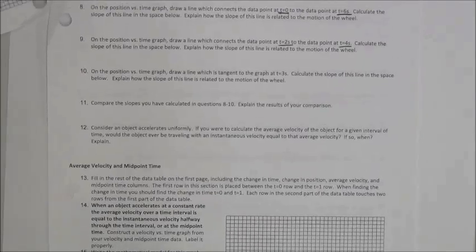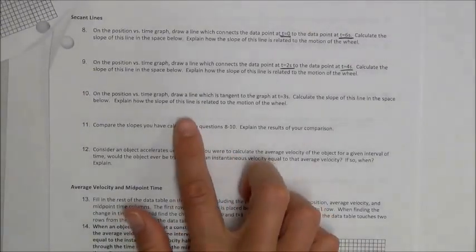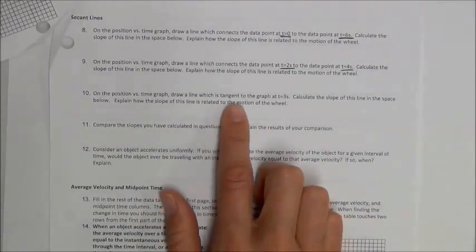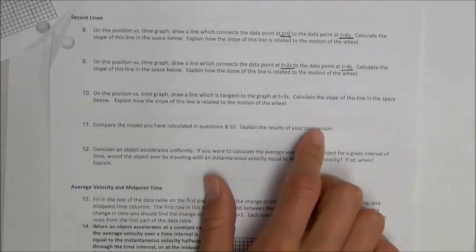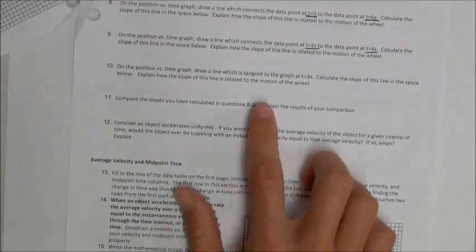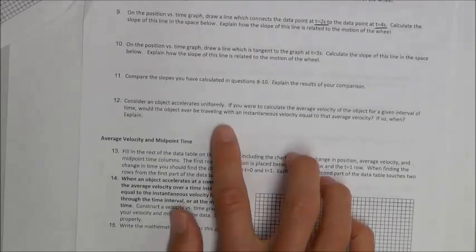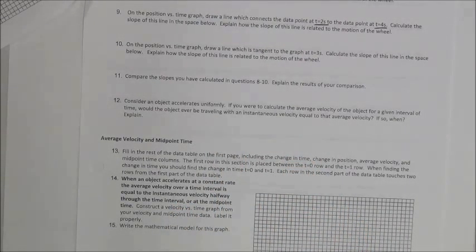Go ahead and do that, and then you'll see that number 10 says to draw a line tangent at 3 seconds. You may have already done that, and if you've already done that, then you'll save yourself some time, and you need to find the slope of that line. Then you'll compare those 3 slopes and consider number 12. So why don't you answer those now?